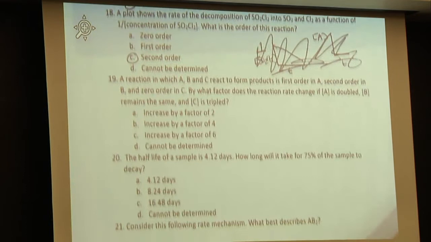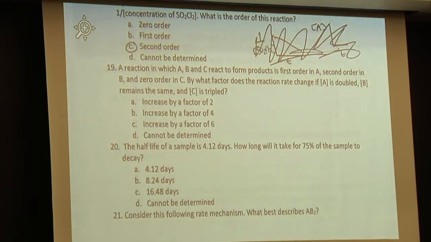Okay, number 19. A reaction in which A, B, and C react to form products is first order in A, second order in B, and 0 order in C. By what factor does the reaction rate change if A is doubled, if the concentration of B remains the same, and the concentration of C is tripled?